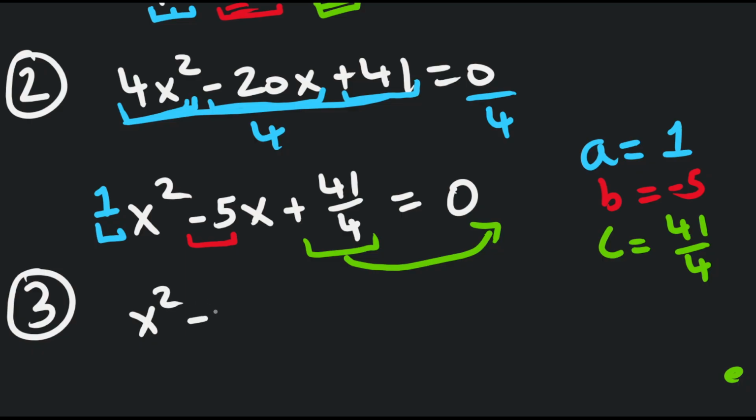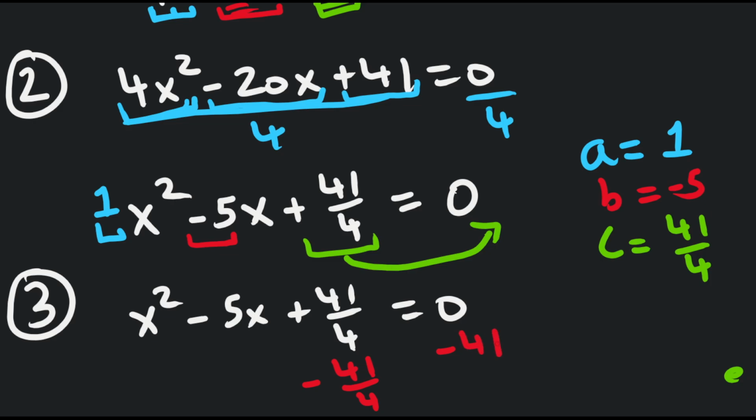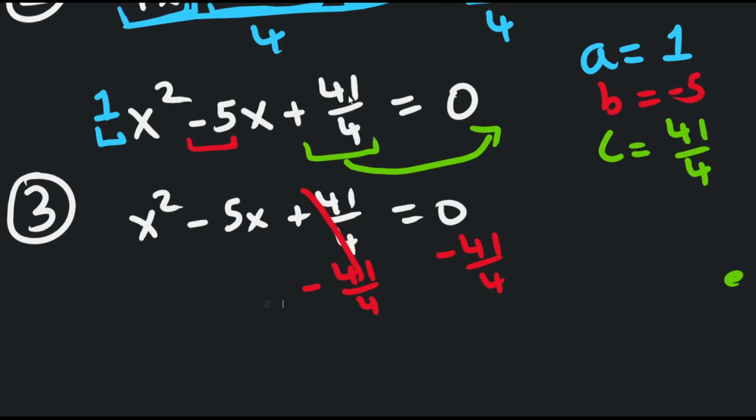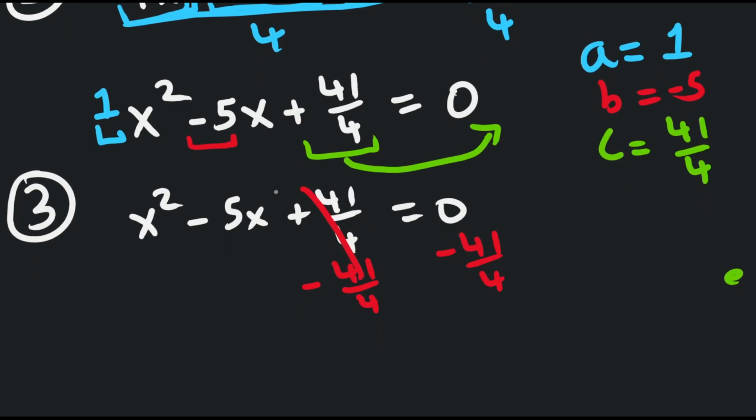X squared minus 5x plus 41/4 equals 0. So what's the opposite of positive 41/4? That is minus 41/4. So minus 41/4 to both sides. That will cancel these out. And we are left with x squared minus 5x. And I'm going to leave some space here, and you'll see why in a second. Equals, and what's 0 minus 41/4? That's simply just minus 41/4.